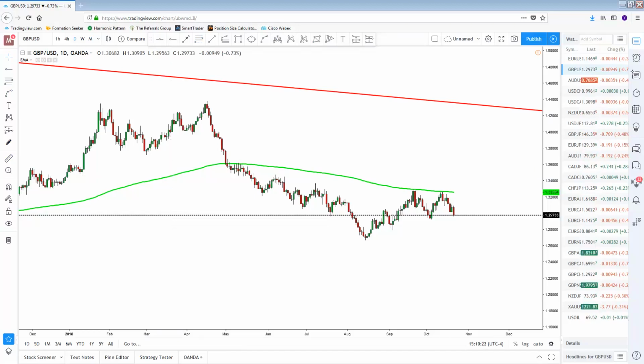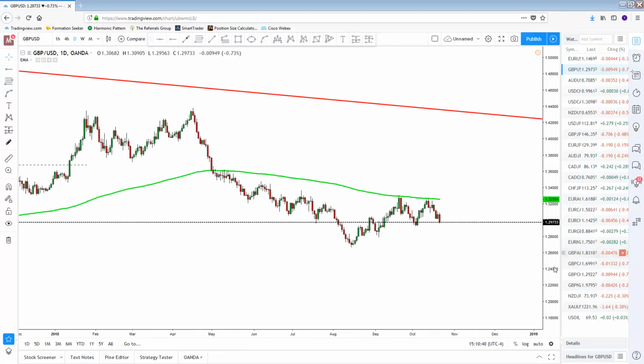So if I switch, give me 1 second here. Sorry guys, I've got multiple screens up, so bear with me. All right. So on the daily, find the highest and the lowest, just like you did on the monthly.